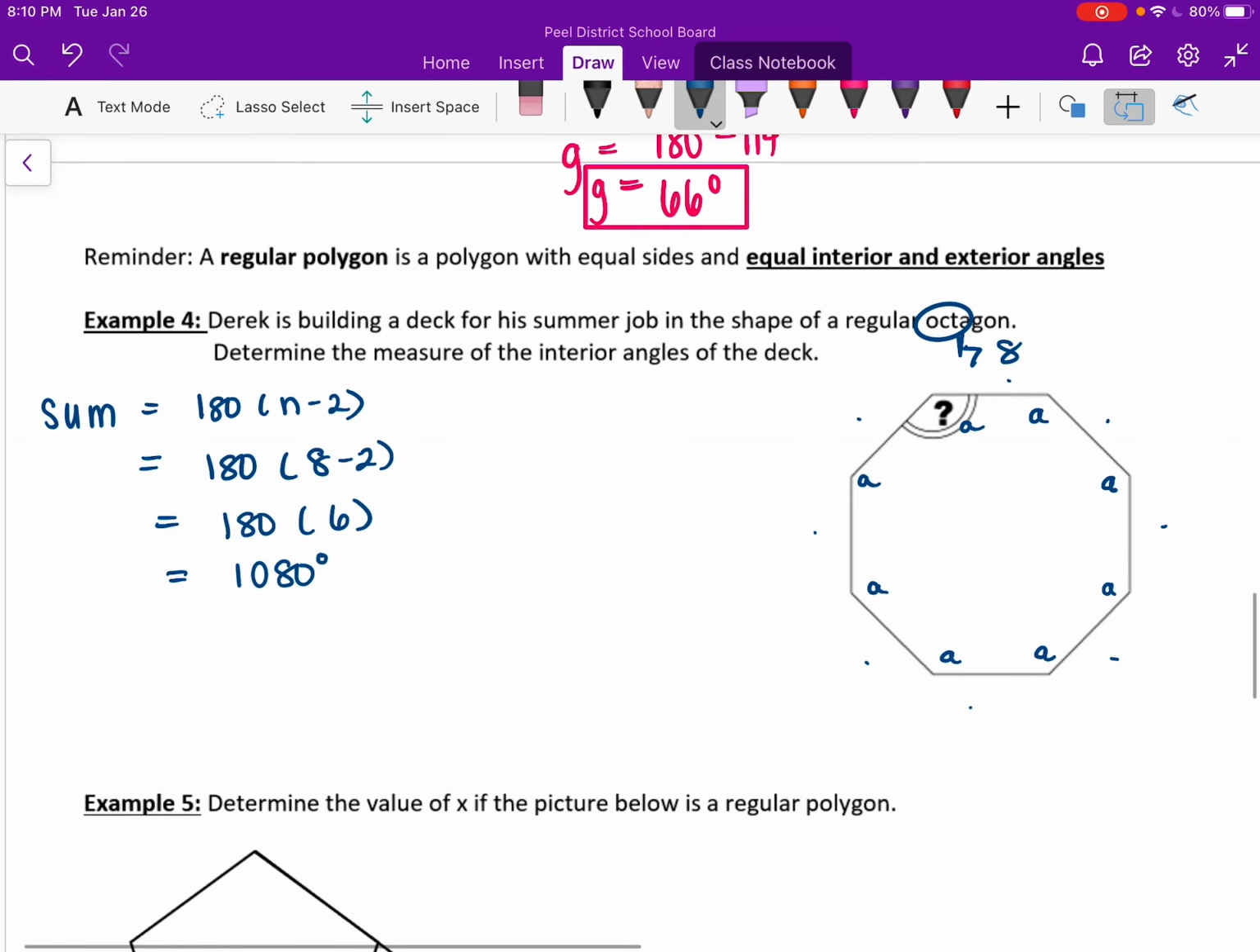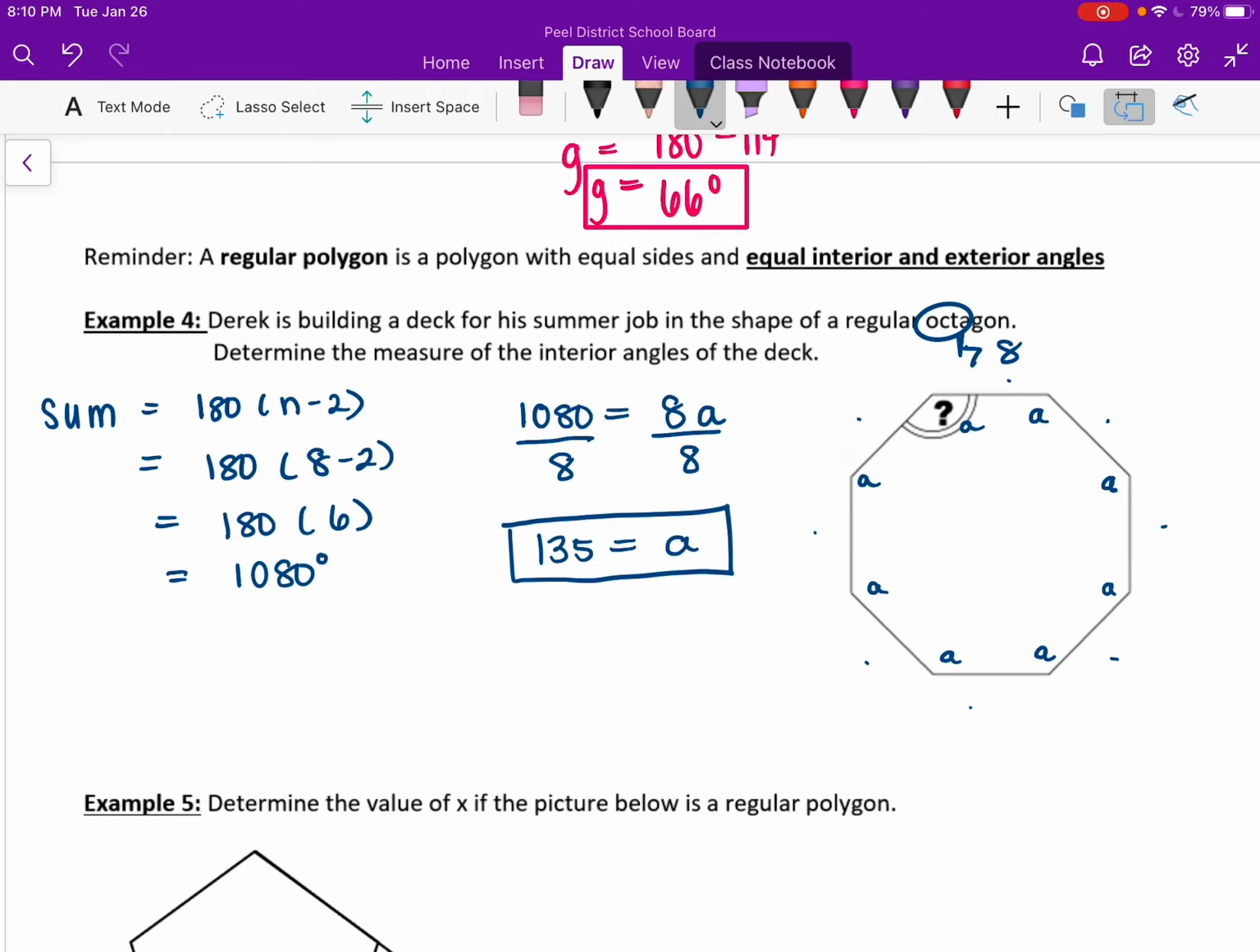So now I know that 1080 is going to be equal to a plus a plus a plus a plus a plus a plus a plus a. Or I could say, how many a's do I have? 1, 2, 3, 4, 5, 6, 7, 8. There's 8 sides in there. So I can say 1080 is going to equal 8 times the angle. So if I wanted to find just the angle, I could just divide both sides by 8, which will give me 135, which is equal to that A angle, which is the angle of all of them, right?